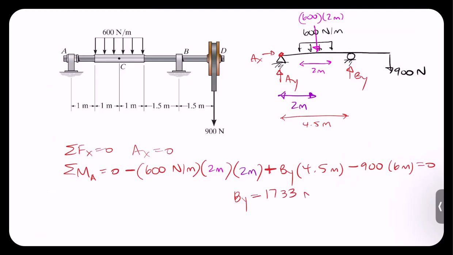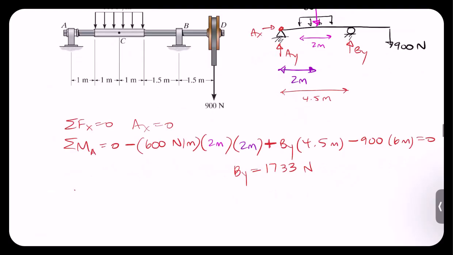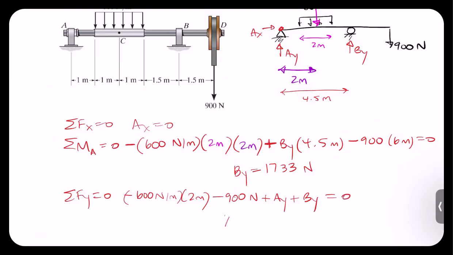1,733 newtons. And then I can sum my forces in Y. I have minus 600 newtons per meter acting over 2 meters for minus 1,200 newtons, minus 900 newtons, plus AY plus BY equals 0. And that is going to give me AY equal to 367 newtons, both of them upward.